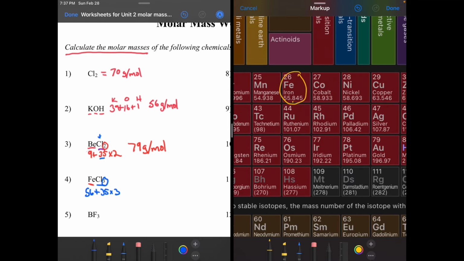Cancel. So it's going to be 56 plus 35 times 3. And that's going to be 161 grams per mole. And that is the molar mass of iron chloride. Let's do another one, just so that we have this completely understandable.